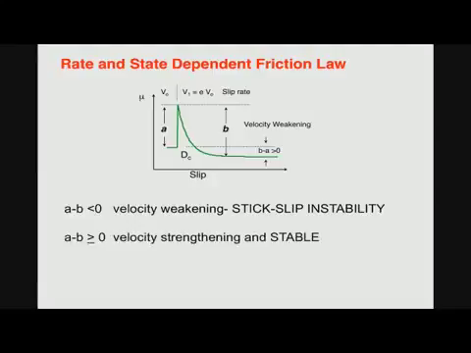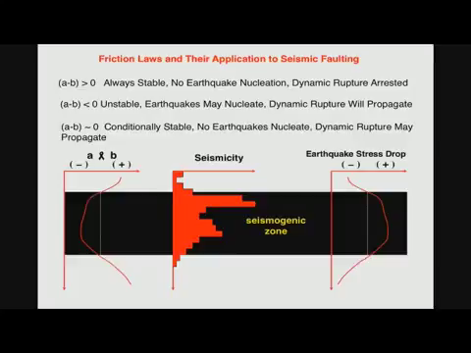If a minus b is greater than 0, that's called velocity strengthening: you end up at a friction value that is higher than you started at, and you're going to have just stable sliding. Okay, so we can now apply these concepts from rate and state friction back to the depth distribution of earthquakes. So here you see just a schematic graph of, that should be a minus b. I don't know. I forget.